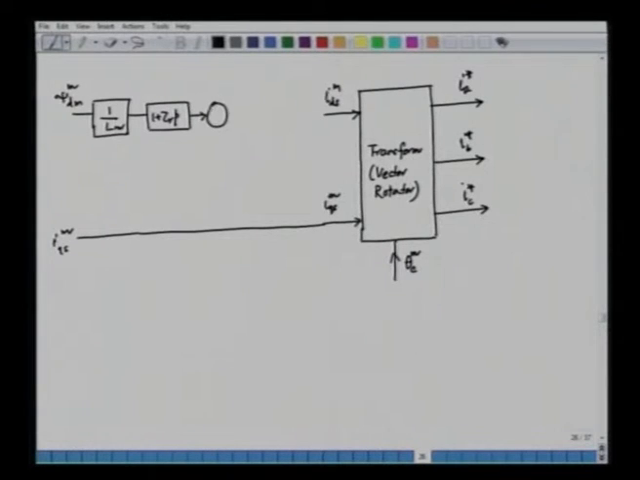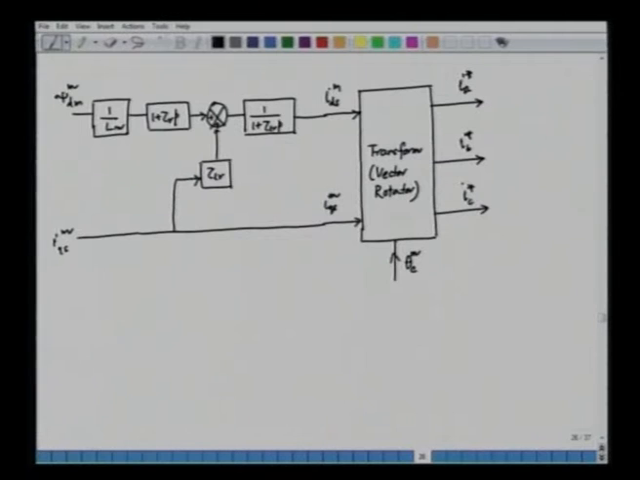Then we have a summer, and then we have again a gain block, that is 1 by 1 plus tau Lr p. This is IDSM, and here we also have to add a component of IQS as per the equation. So, this is tau Lr, and this is coming from IQSM, and then the slip speed is also involved here.